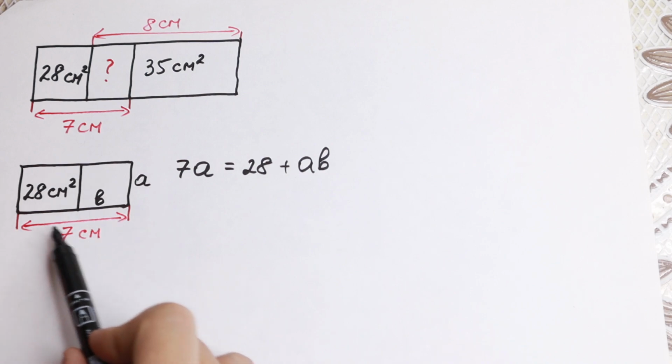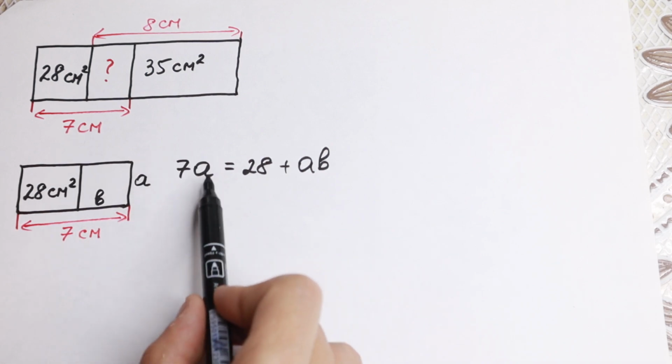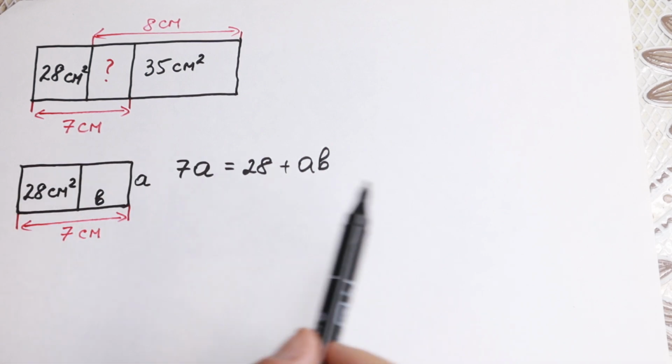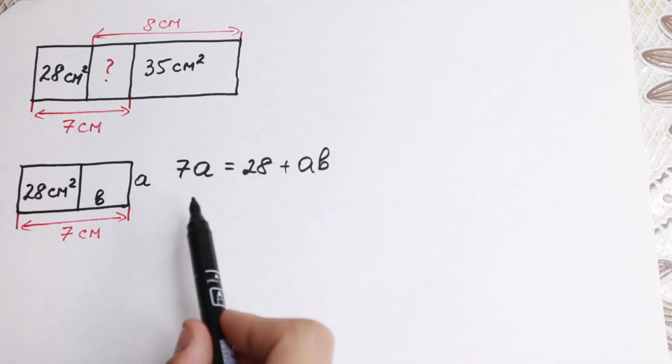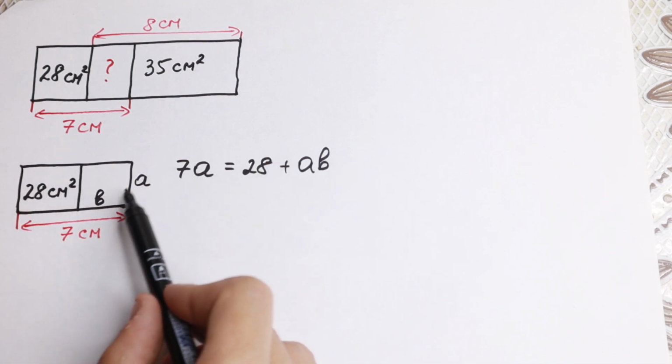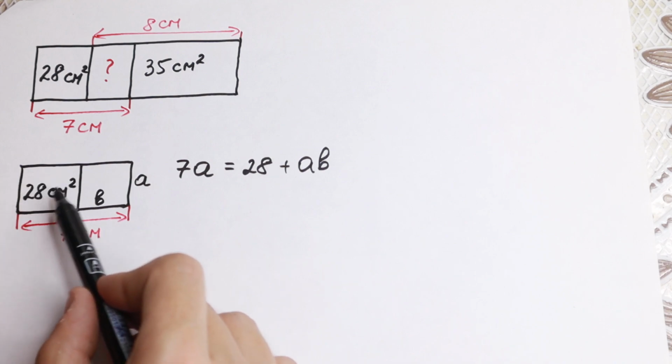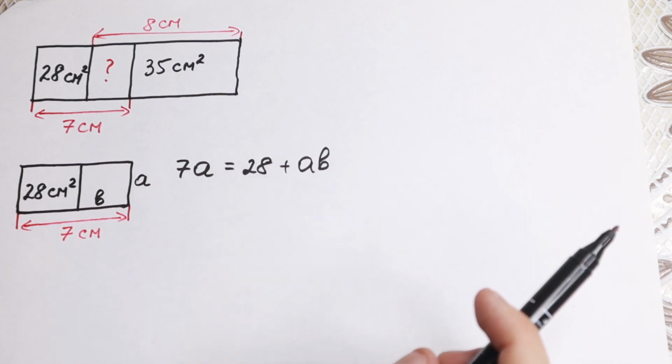Using the first formula, 7 times A, we will have on the left hand side the area of this rectangle, and on the right hand side we have the area as well, 28 plus A times B. So this rectangle plus this rectangle. I hope you understand this step.